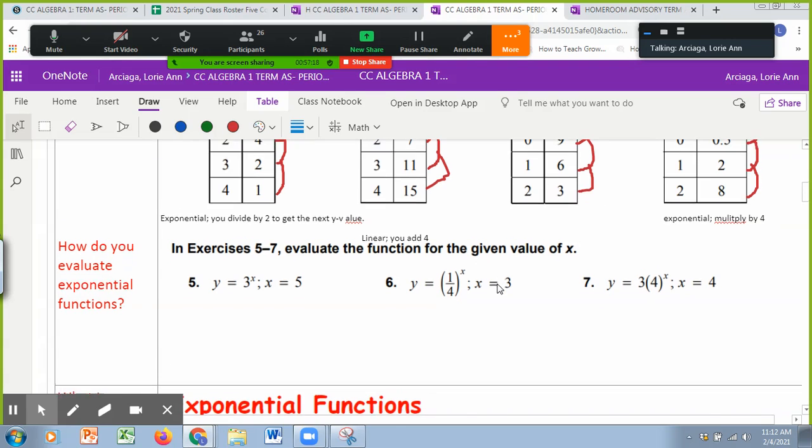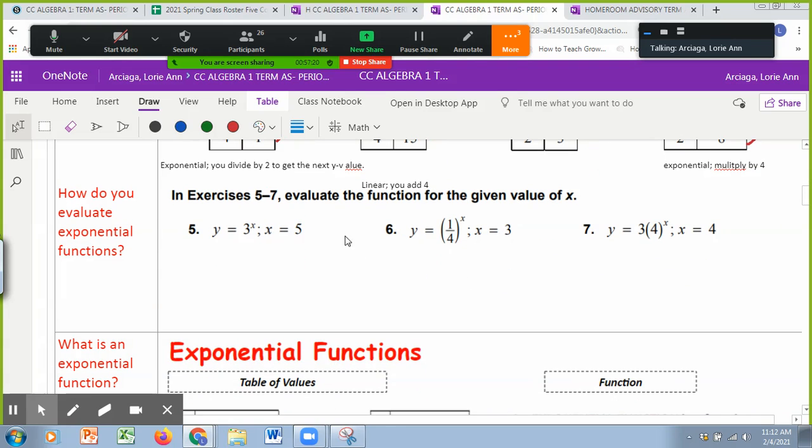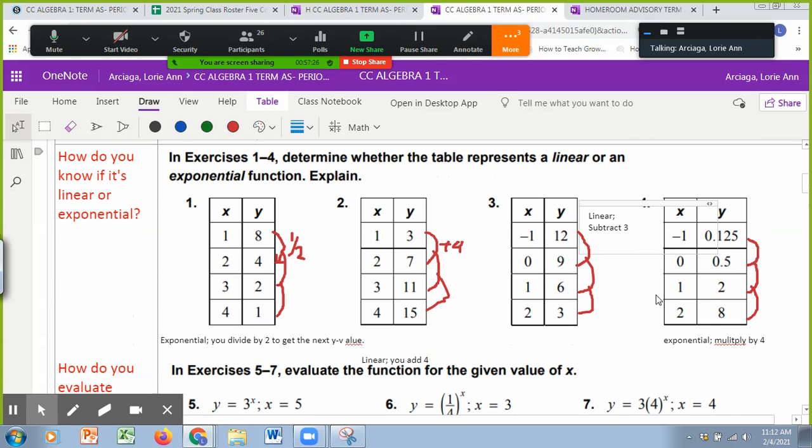Okay, here we go. One last before we go. Evaluate the function for the given value of x. So every time we multiply or divide by a certain number, the function is exponential because it's growing faster or it's going down faster. But if you're just adding or subtracting a number to get to the next y value, that's linear. Okay. All right.